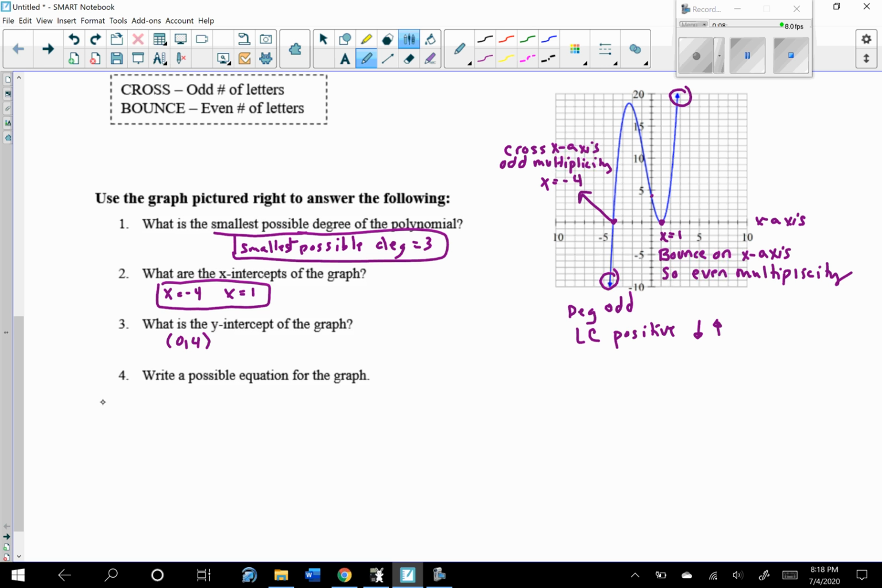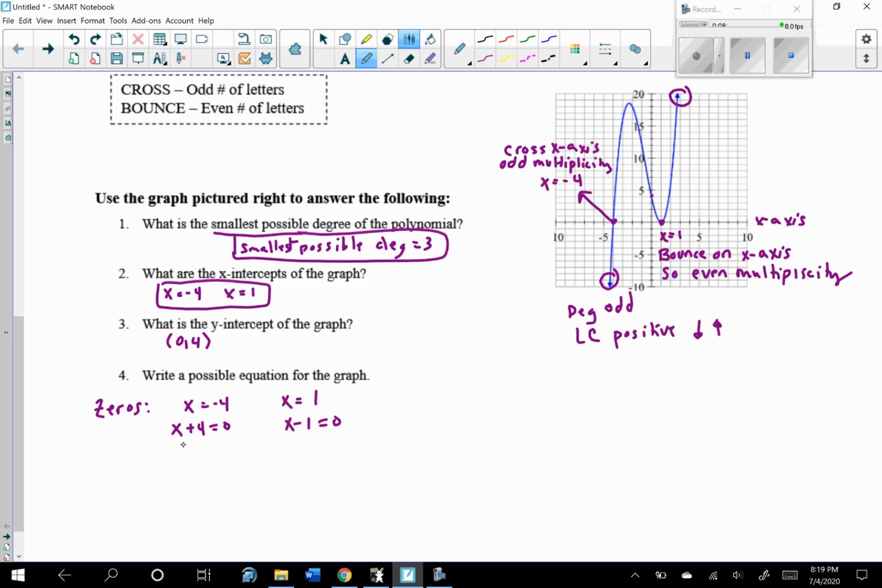So first of all, we want to write out the zeros. The zeros, or the x-intercepts, are x equals negative 4 and x equals 1. If I want to set this equal to 0, what's the factor? Add the 4 to the other side. x plus 4 equals 0. x minus 1 equals 0. So that means the factors are x plus 4 and x minus 1 for these zeros, because if I solve them, I get negative 4 and 1.